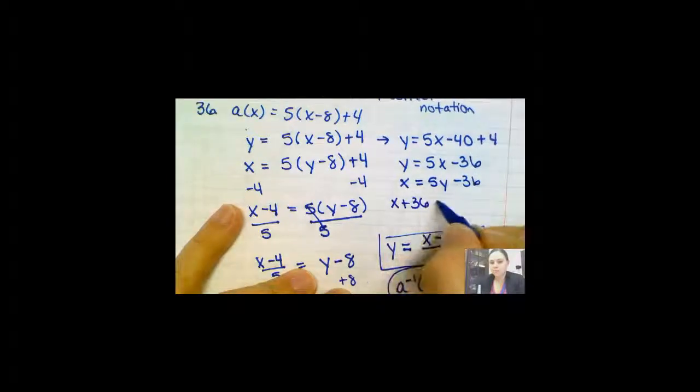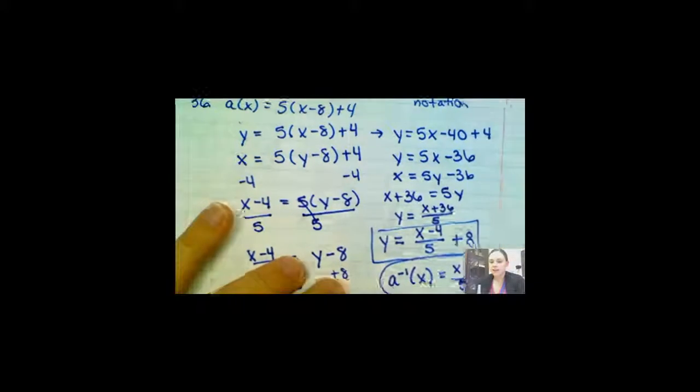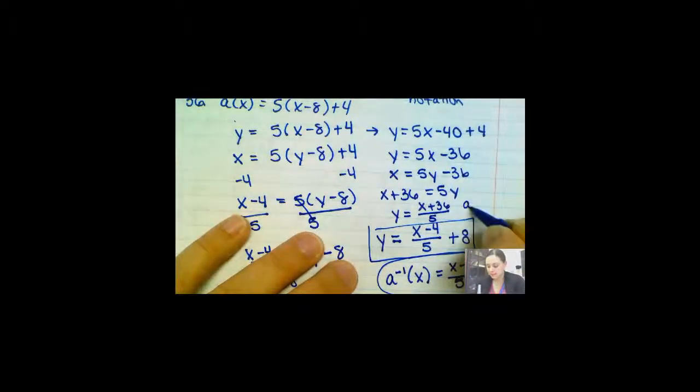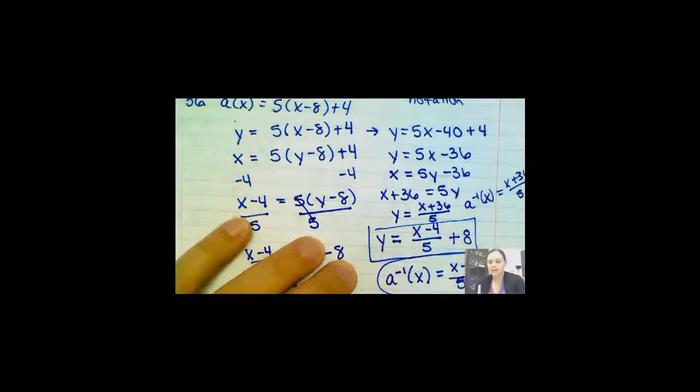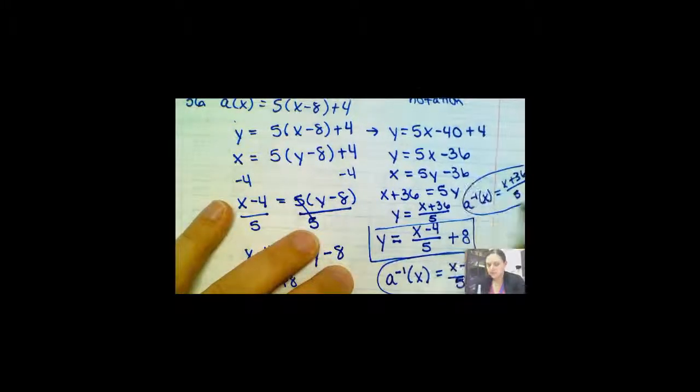I'm running out of room, so I'm going to do this a little more condensed. And then if we divide by 5 on both sides, we get x plus 36 divided by 5. And then we could change that back into our function notation. a inverse of x equals x plus 36 divided by 5. And it's the same equation for both of them, they're just written a little differently, so either way would be an okay answer.